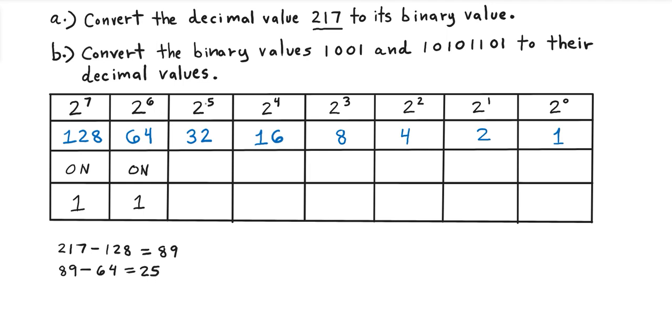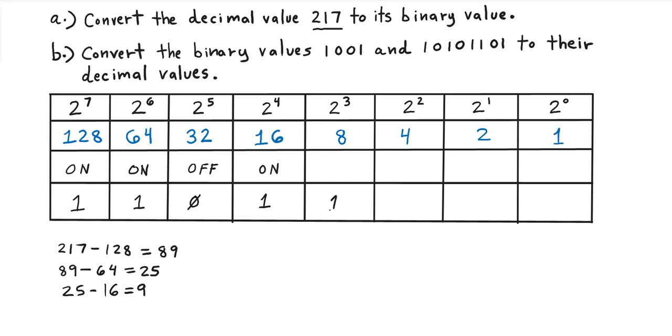So we notice that 2 to the 5th power, 32, is larger than 25. So we are going to turn this 2 to the 5th power switch off. So next, we look at 2 to the 4th power. This digit switch has a decimal value of 16, which is less than 25. So we will turn on 2 to the 4th power. So we get 25 minus 16. This is 9.